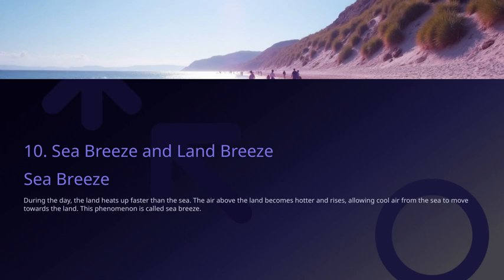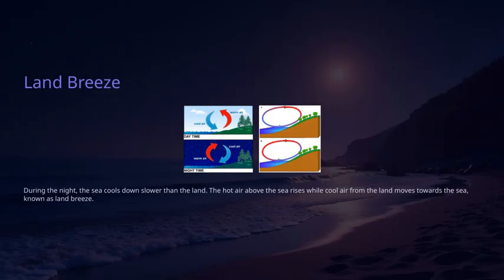It's a great example of how temperature differences influence local wind patterns, which ties into the bigger picture of how our atmosphere works. So essentially, the heat differential between land and sea during the day drives this refreshing breeze from the ocean inland. Now let's talk about the land breeze.